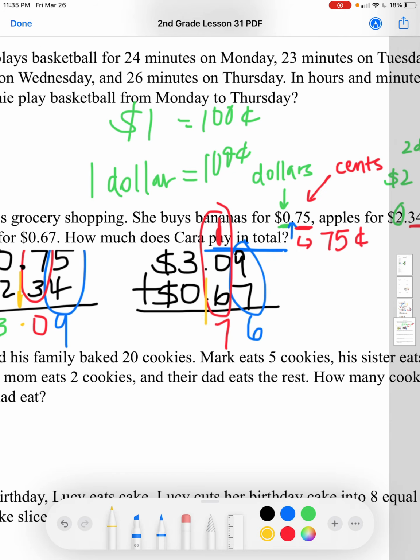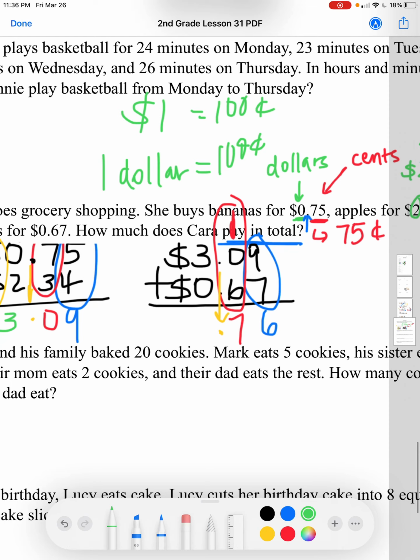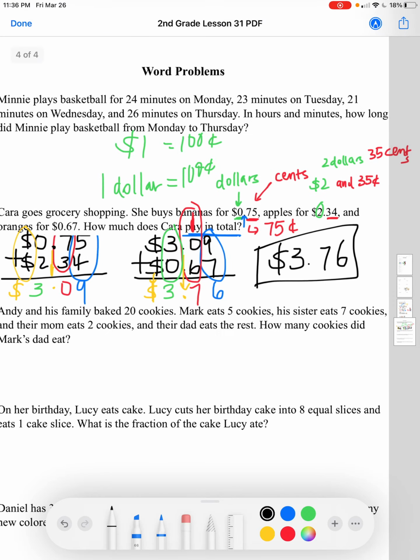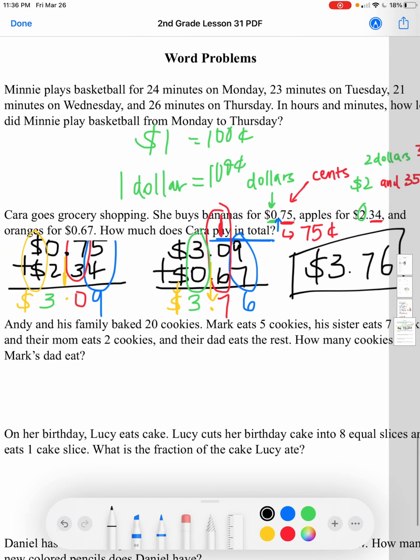Then bring down these dots right here. And now we just have 3 plus 0 in the dollars. And bring down the dollar sign. And this says we have $3.76 as our answer. So Kara pays $3.76 in total.